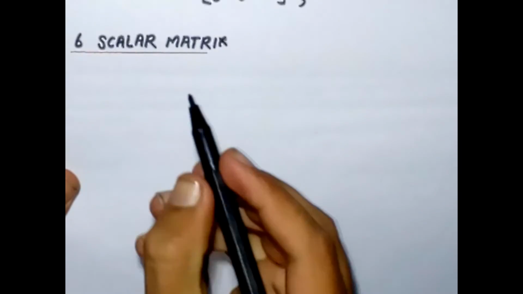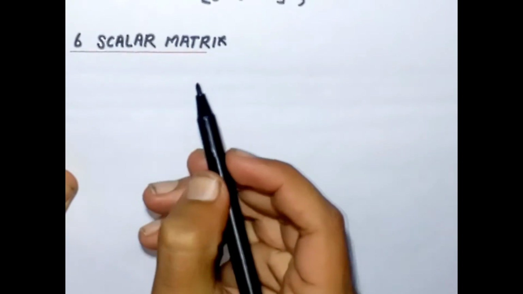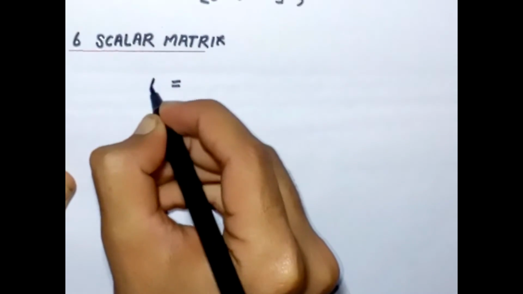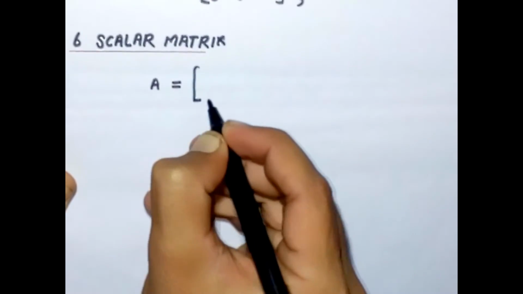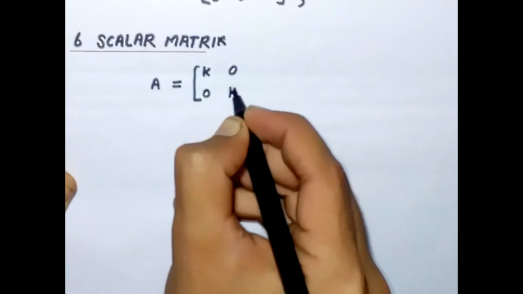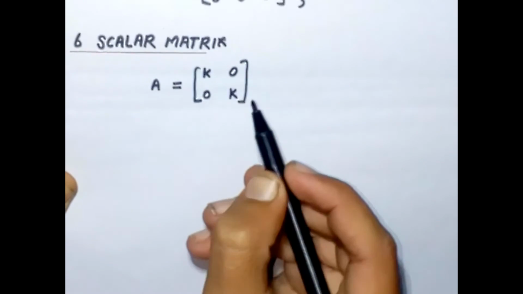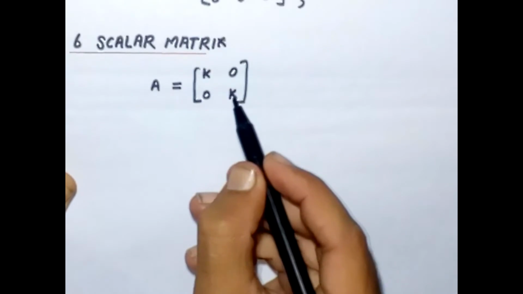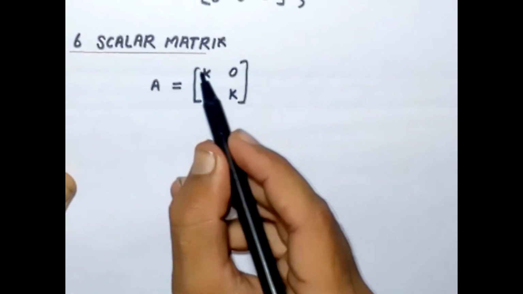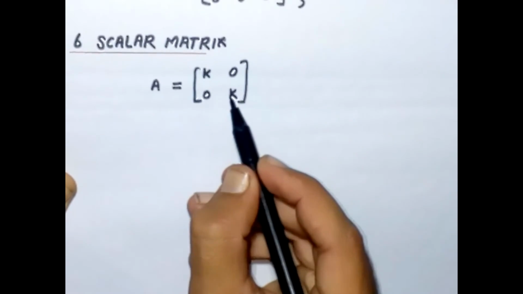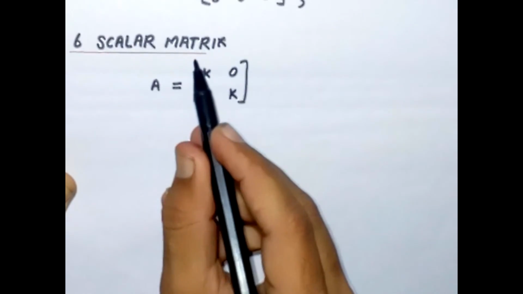Type number 6, scalar matrix. A scalar matrix is a type of diagonal matrix. Let's say we have a matrix. This is a diagonal matrix because all the elements are 0 except the main diagonal elements. Now if all the elements along the main diagonal are equal, then the matrix is called a scalar matrix.